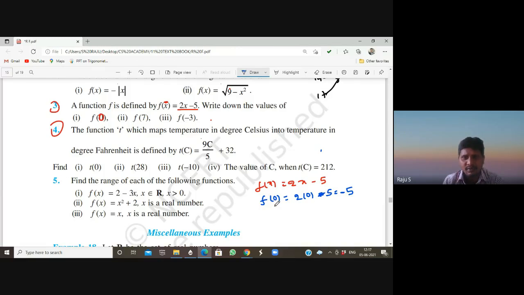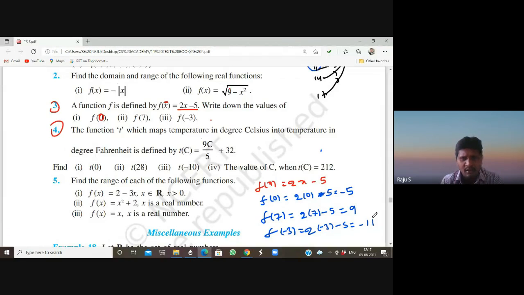Then next, you only tell me what is f of 7 value. Sir, f of 7, 9. Then f of minus 3 value. Sir, -11. -11. See here. Yes or no? Easy or difficult?